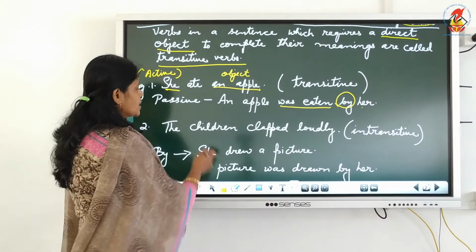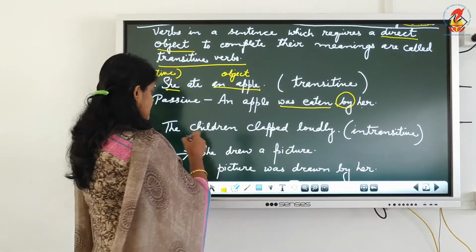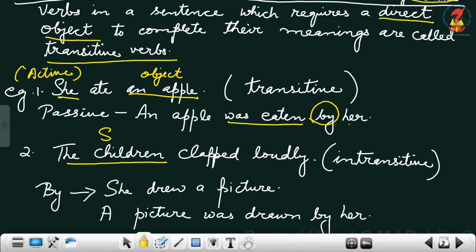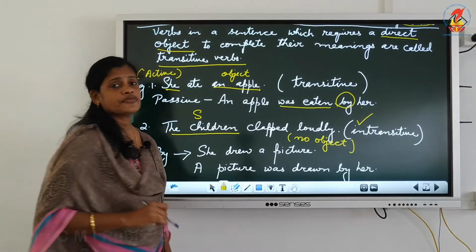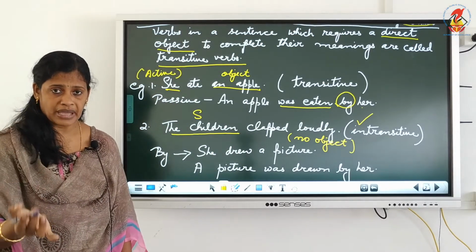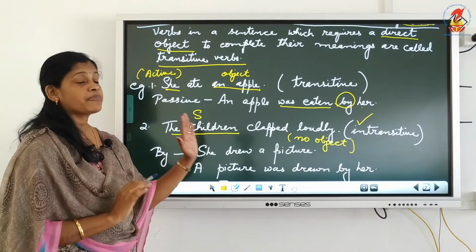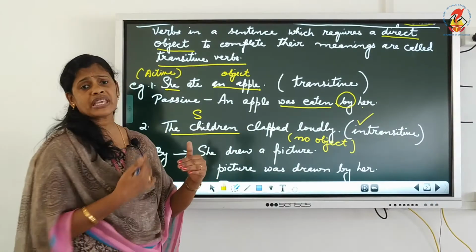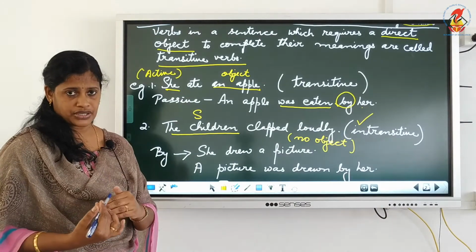Let's see. The children clapped loudly. In this sentence, you can see the children is the subject. But there is no object here. There is no object. So it is an intransitive verb. Intransitive verbs cannot be changed into passive voice. So we cannot write the passive form of this. The children clapped loudly. We cannot make the sentence into passive voice.